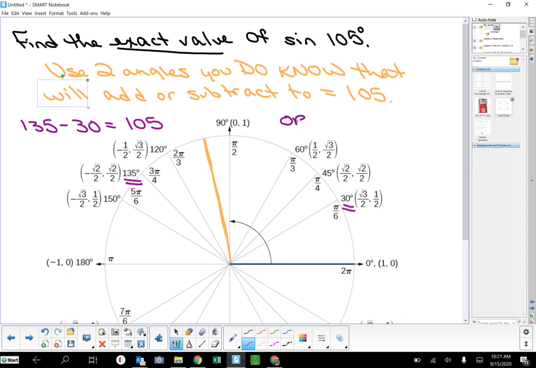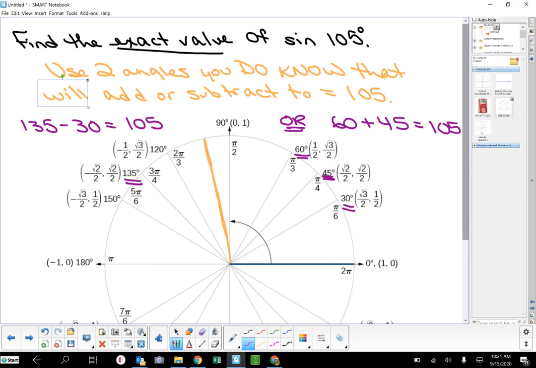Or you could do 60 plus 45. That'll equal 105. And those guys are right here. So those are another option that you have. Either one of those. It doesn't matter if you want to use sine. So now we're going to find sine of 105.